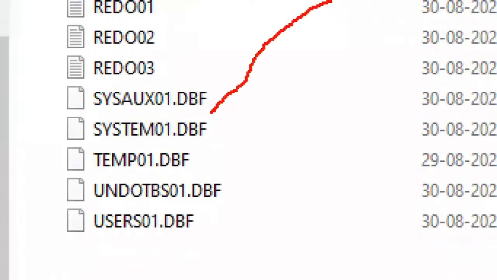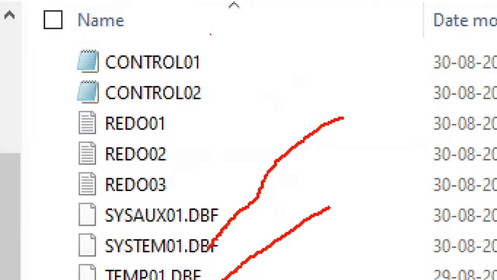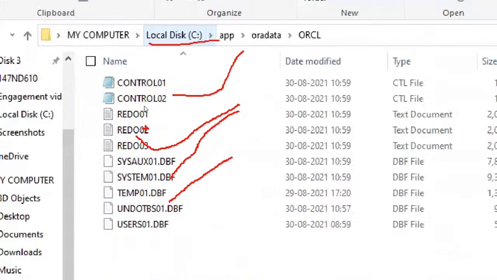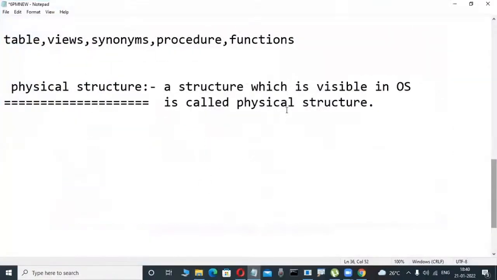These are data files, .dbf files. Okay, fine. What is this one? You don't have an idea. Later you'll be familiar: your control files, inner redo log files. These files are a structure which is visible in the operating system. Maybe some files are visible or not. That is called physical structure.